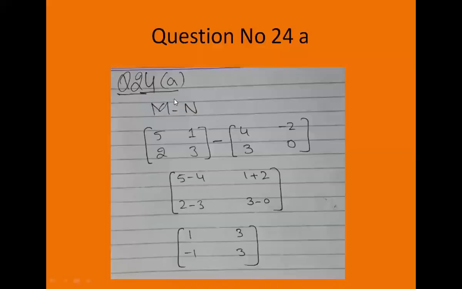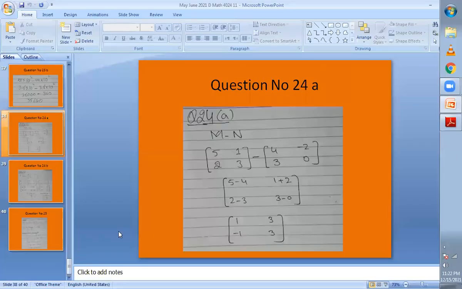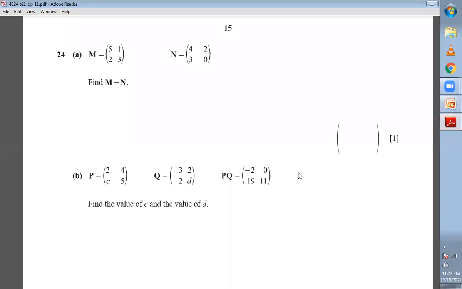Okay, M minus N. So 5 minus 4, 1 minus minus 2, 2 minus 3, 3 minus 0. The corresponding members are subtracted from each other. So 5 minus 4 will be 1. 1 minus minus 2 becomes 1 plus 2, and that will be 3. 2 minus 3 will be minus 1. 3 minus 0 will be 3. So this is how you do question number 24, A part. This is the matrix subtraction. Hopefully you understand. Okay, question number 24, B part.